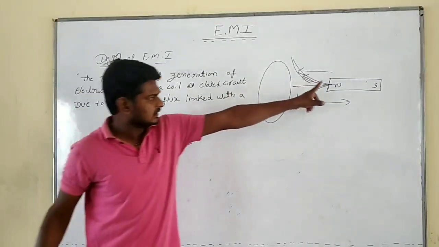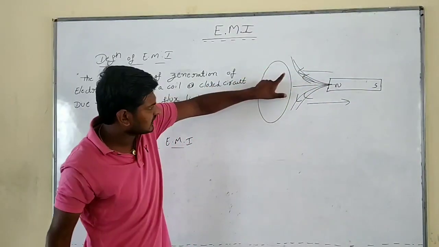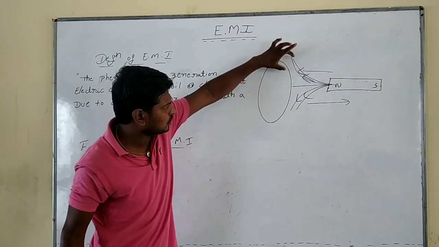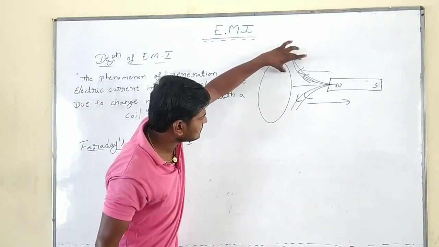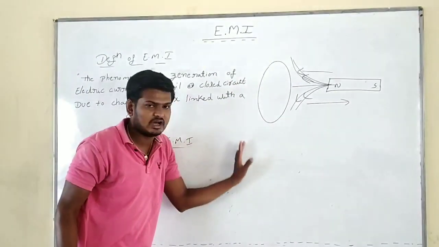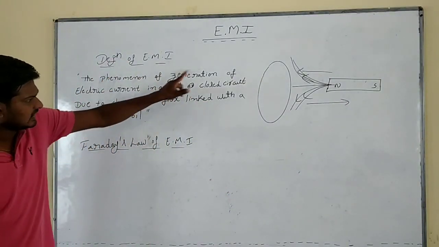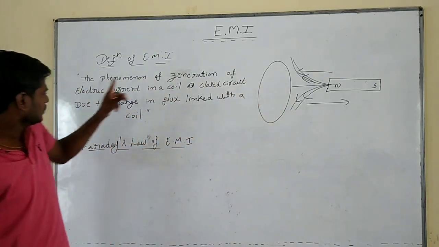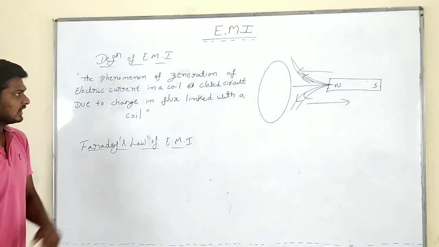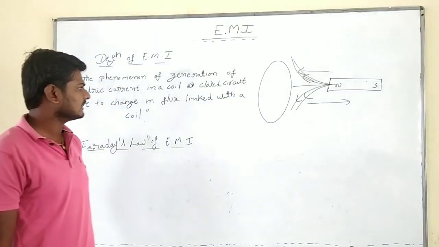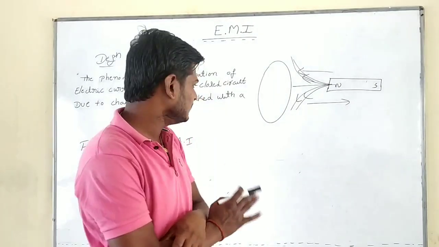Simple rule: when the magnet moves towards the coil, the field lines are cut by the coil. When the field lines are cut, we already know the flux changes. The changing flux induces EMF or electric current. Same one: the phenomenon of generation of electric current in a coil or closed circuit due to changing flux linked with the coil. This one we call the definition of electromagnetic induction or Faraday's first law of electromagnetic induction.